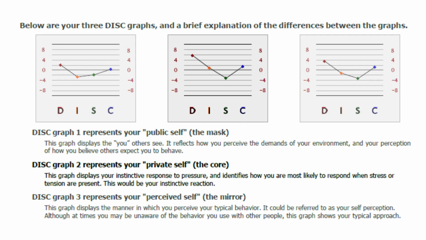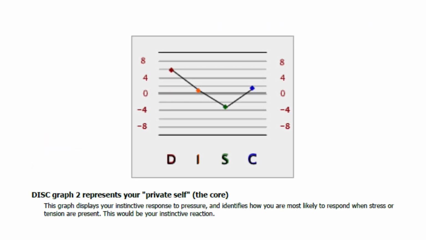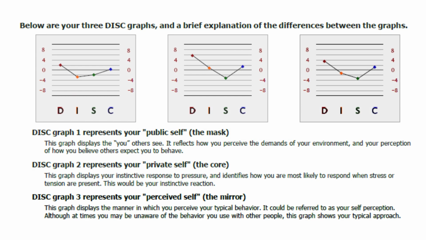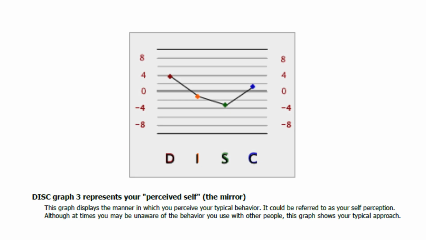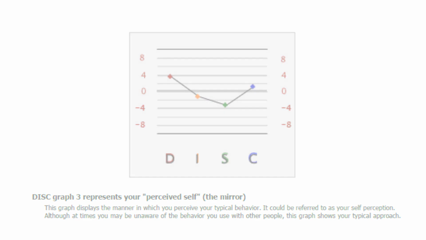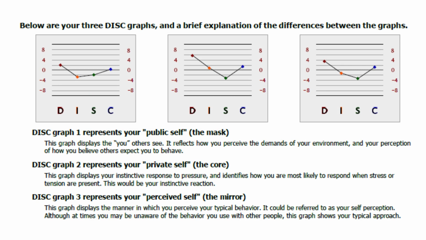The second graph is called the core self. It's your go-to position when you're under pressure or feeling stressed. The third graph depicts your own view of your usual behavior. It's called the perceived self. It's how you see you, and it can be a little bit different than the other two graphs because it excludes any blind spots you may have.